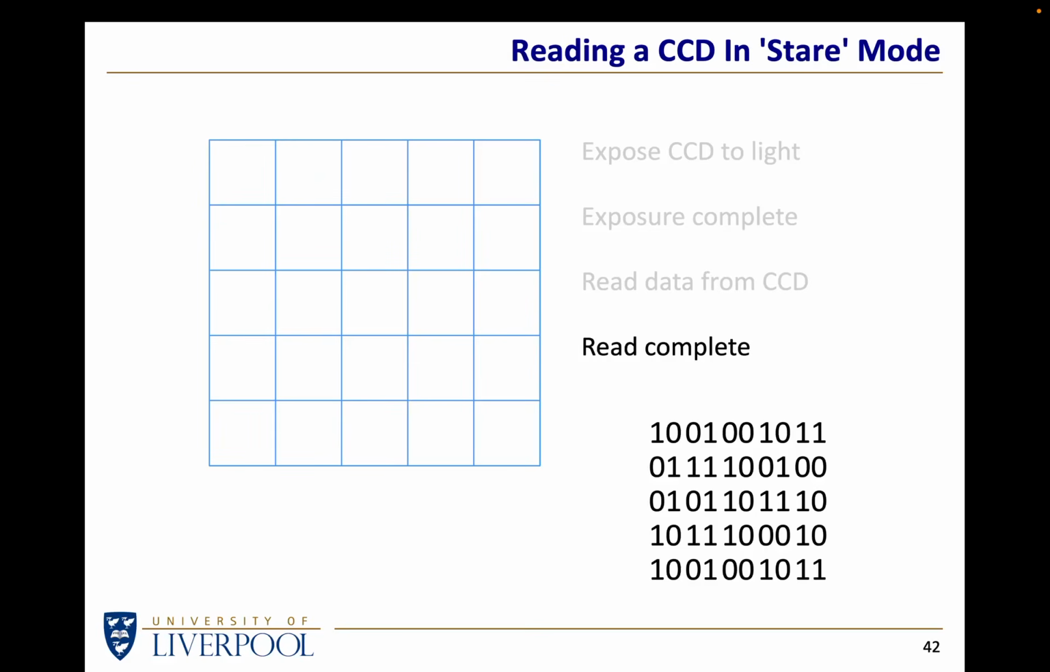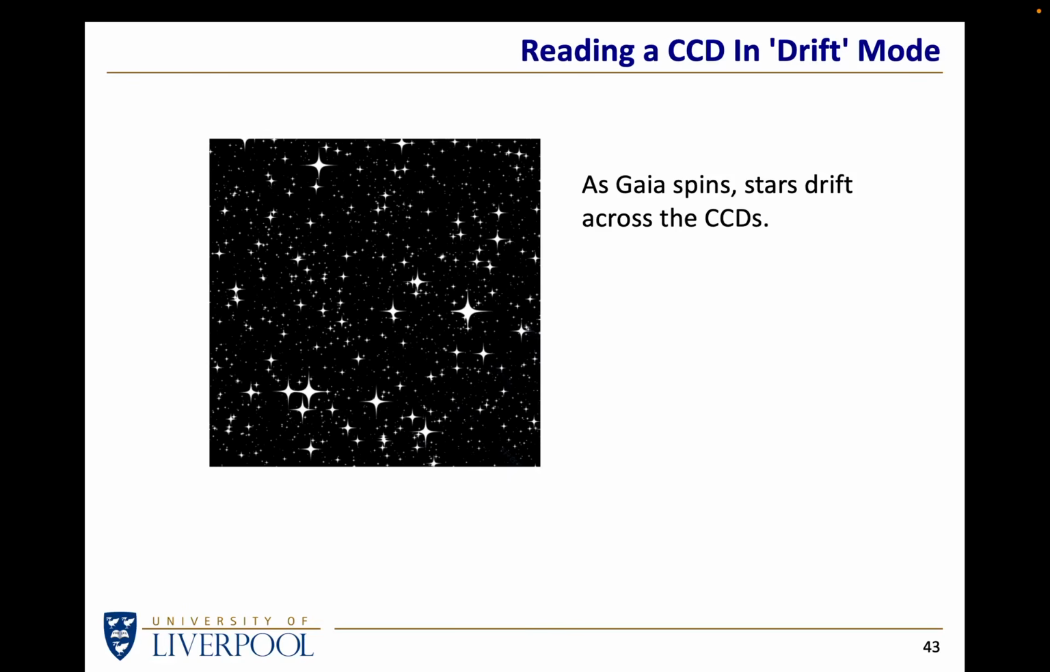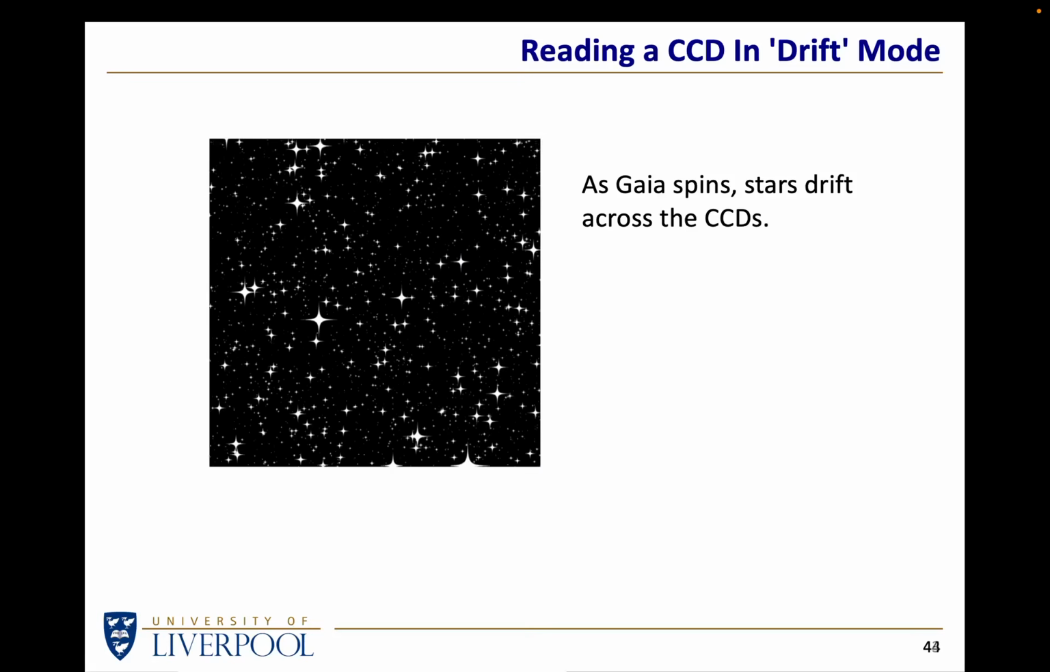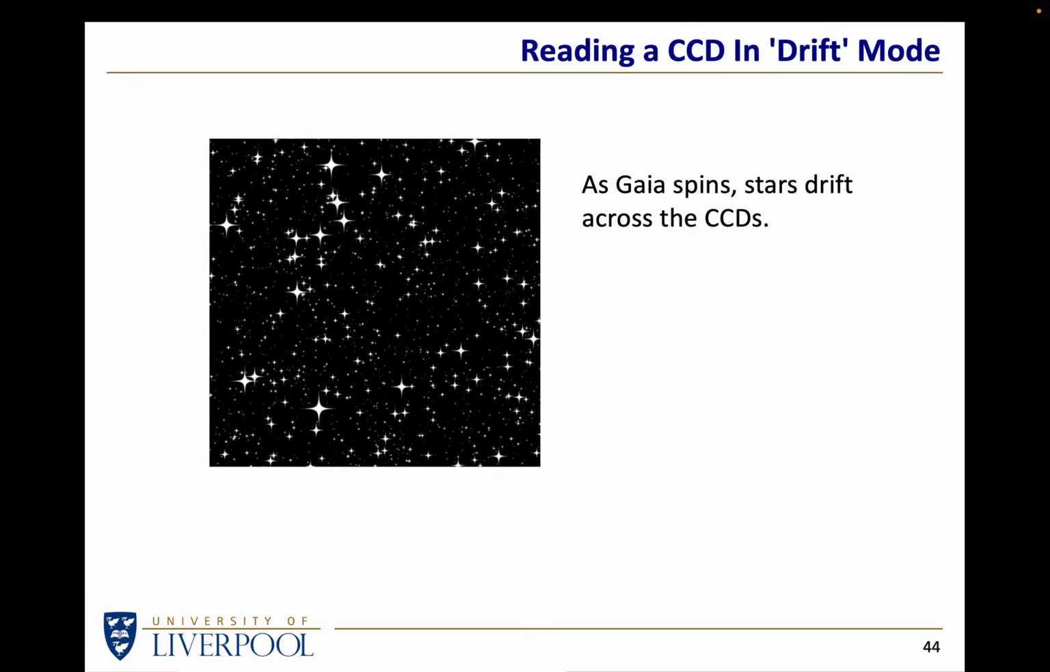for imaging. Gaia doesn't do that. Gaia works in drift mode. In Gaia, remember, it's spinning continuously. It takes about 6 hours to spin once, which means the star field is continuously moving across the CCD.